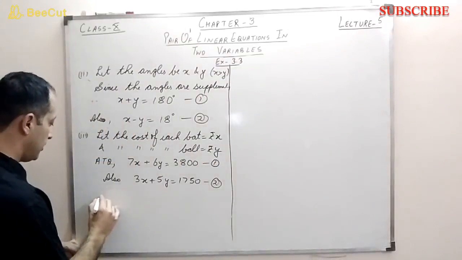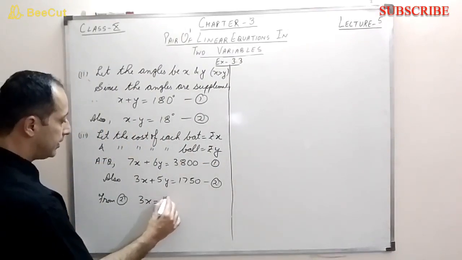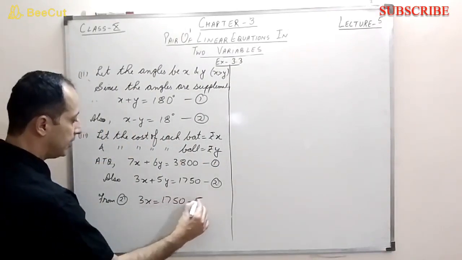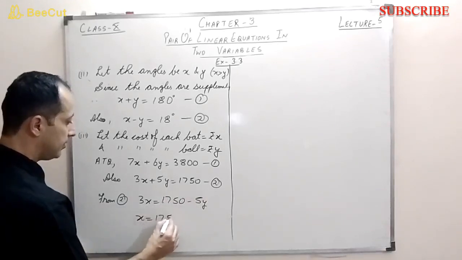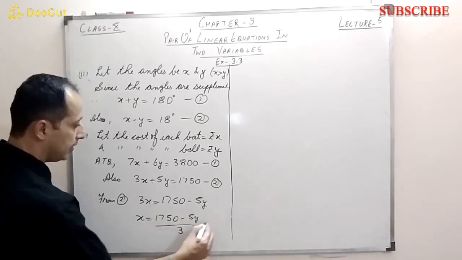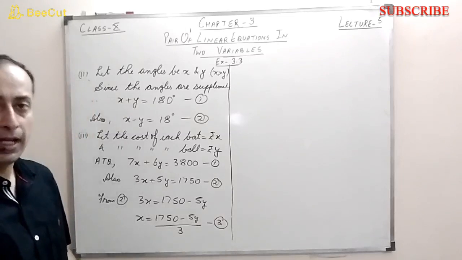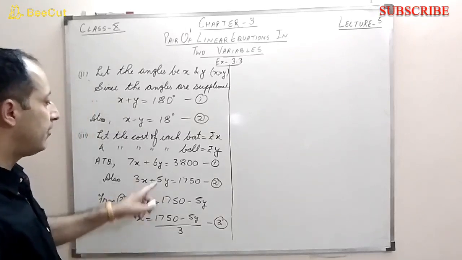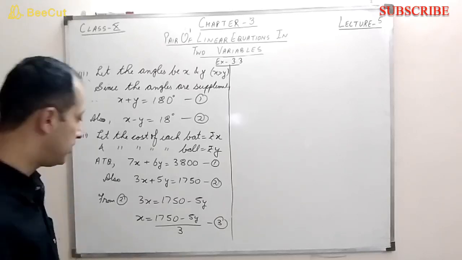I take equation number 2. So I write from 2, 3x equals 1750 minus 5y, x equals (1750 minus 5y) upon 3. Now substitute the value of x in equation number 1 because I have transformed from 2, so I will be substituting the value in the first equation, right?